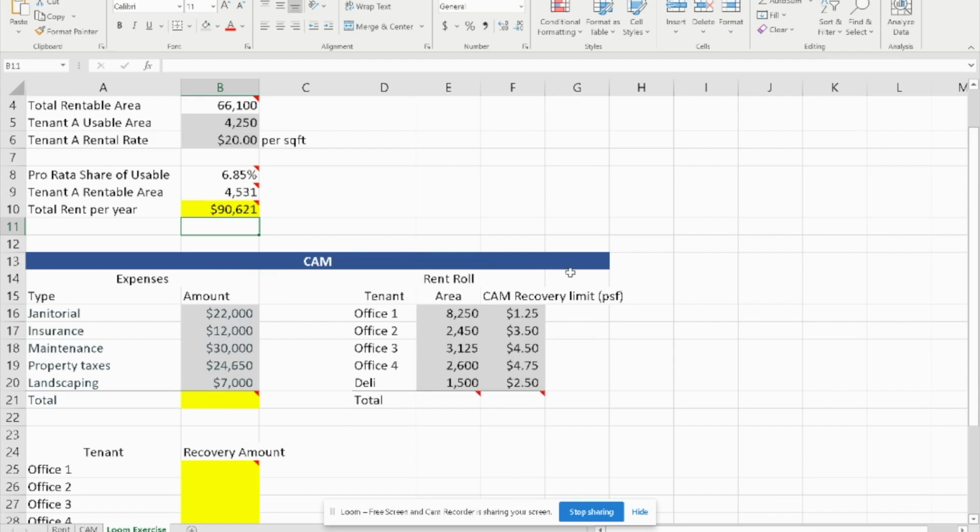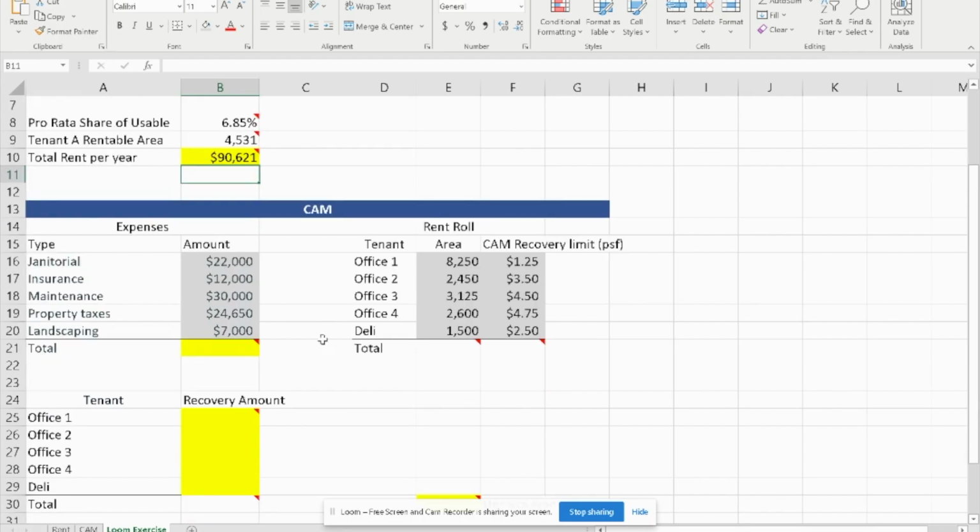We're going to move on to the second part of the problem. We're given these expenses here: janitorial, insurance, maintenance, property taxes, and landscaping. To calculate the total expenses is simply going to be the sum of all of the expenses. And that's quite simple. So we have $95,650 for the expenses for one period for this building.